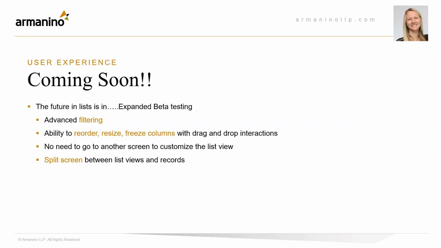Coming soon, the future in lists is in expanded beta testing. So this is pretty exciting. At Transform they were showing these lists and all of the functionality that's coming. I can't wait till we get to see it. Advanced filtering will be available, the ability to reorder, resize, and freeze columns. I'm sure all of us have wanted to be able to freeze columns so that the column on the left stays and then you can drag to the right and look at other information in your list. No need to go to another screen to customize the list view, and split screen between list views and records.